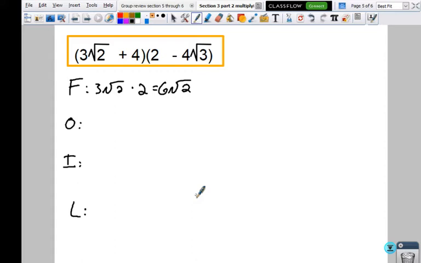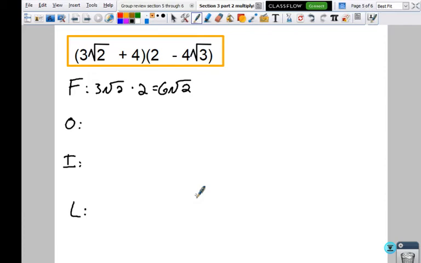Oh, I think you're forgetting one more, because we did first, outside, inside, last. You forgot the last. This one. The 4 times the negative 4, which is negative 16. Just negative 16 square root 3, because 3 is the inside, right? Is there an inside by that 4? No, it's just a 4. So it's negative 16 square root 3. Is this a final answer?